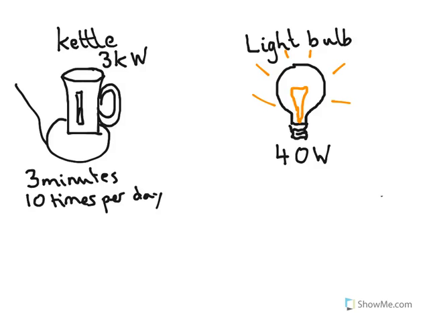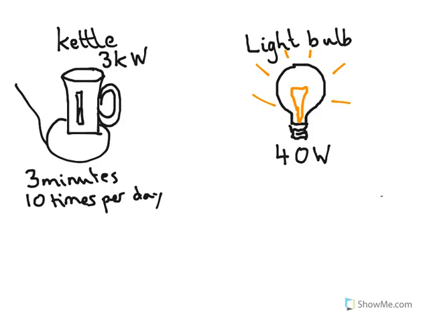Okay, let's say that we've got a kettle, and the effect of the kettle is 3 kilowatts, and we use that kettle, we boil it to make Nescafe. 3 minutes we're to make some coffee. 3 minutes, and we make 10 cups of coffee a day.